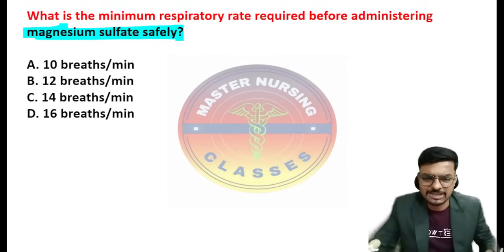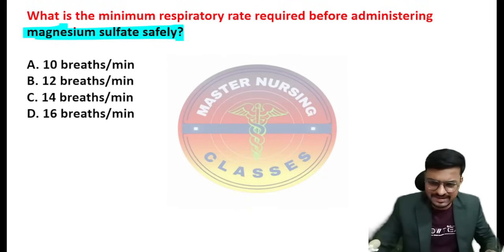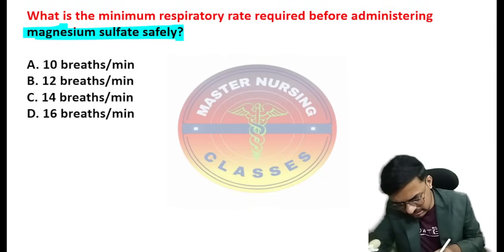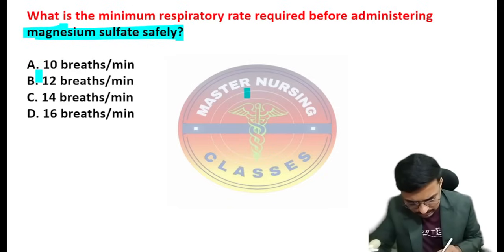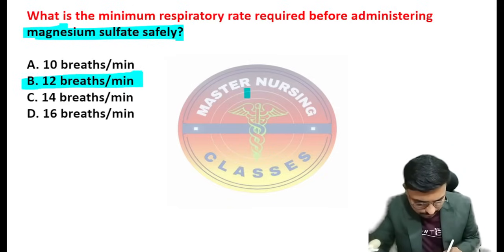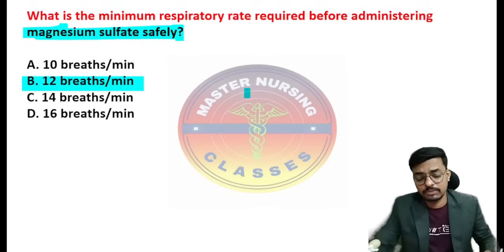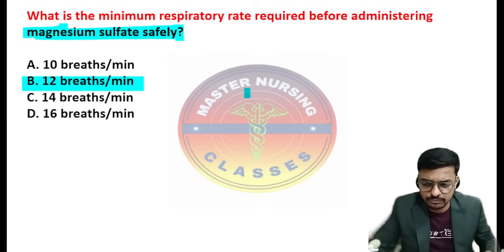To administer MgSO4 safely, at least we require, almost all of you gave the correct answer, 12 breaths per minute as the minimum respiratory rate. If it is below 12, don't administer MgSO4, because MgSO4 has the potential to cause respiratory depression.